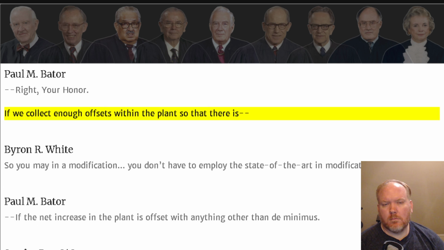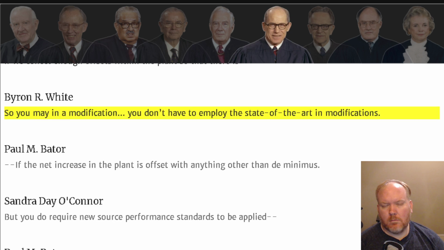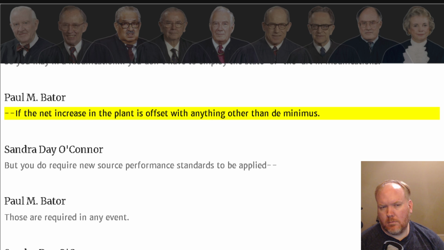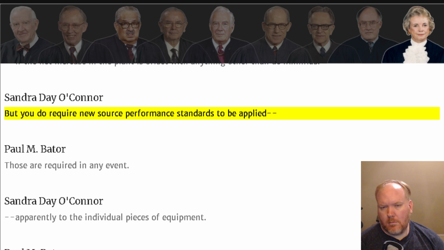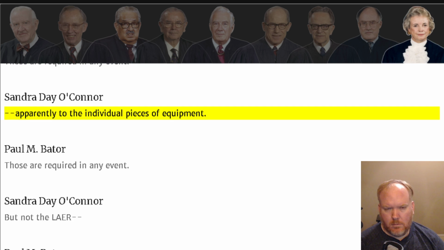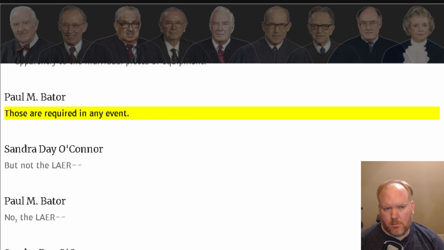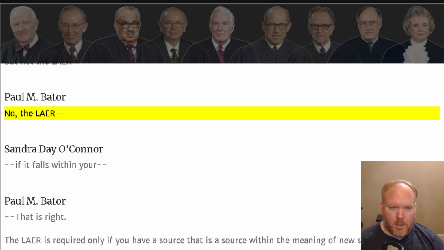Right, Your Honor. If we collect enough offsets within the plant, so that you may in a modification, you don't have to employ the state of the art in modifications, if the net increase in the plant is offset with anything other than de minimis. But you do require new source performance standards to be applied, those apparently are required to the individual pieces of equipment. Those are required in any event. But not the layer.